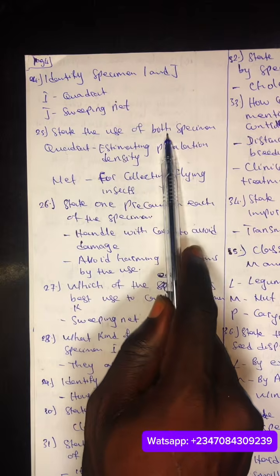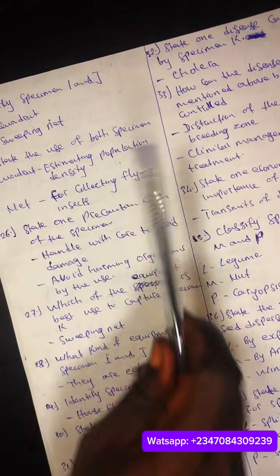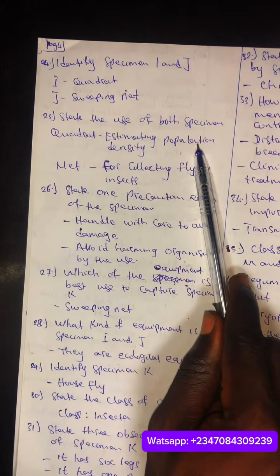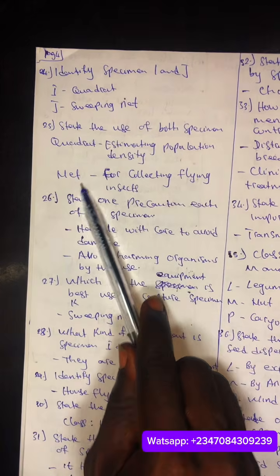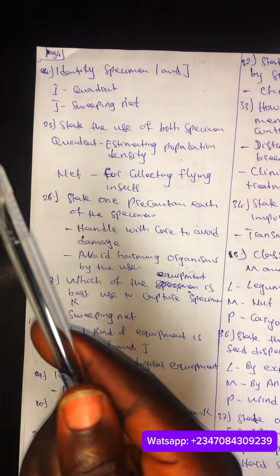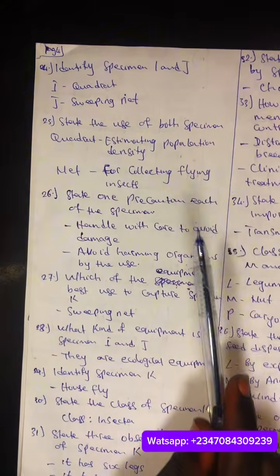State the use of both specimens. Quadrant, what do we use quadrant to do? Estimate population density. While net we use for collecting flying insects. You can't use net to collect creeping insects or smaller insects, but as they are flying, you sweep them over. That's why they call it sweeping net. You do get that now.